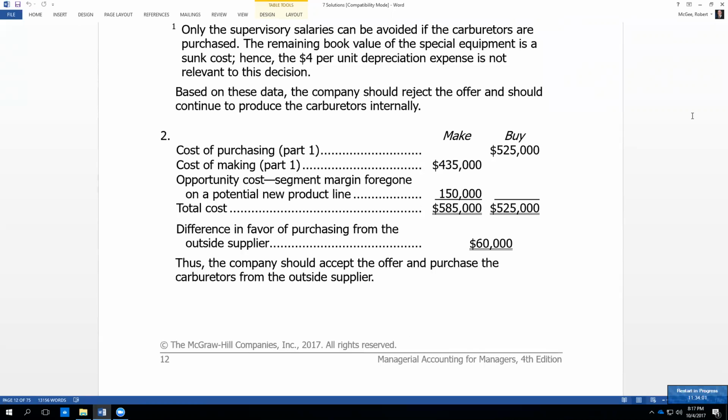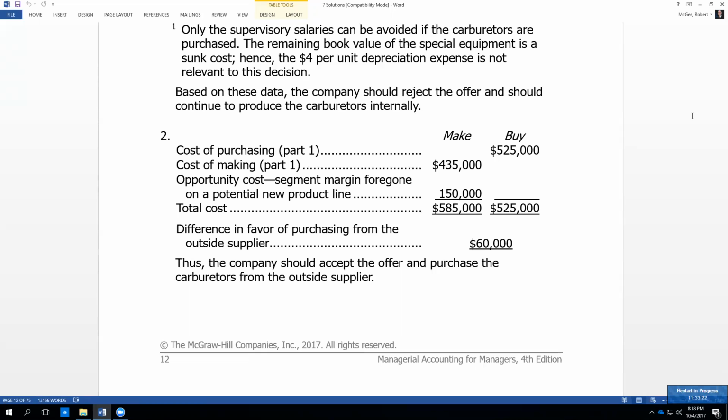If the amount of income they could generate by freeing up that space exceeds the difference that they would lose by buying instead of making it themselves, then we would say yes. So it all depends on the numbers, how they crunch out. So let's take a look. The cost of purchasing, if they bought it, would be $525. In part one, we said we shouldn't do that because we can make it cheaper. But now we have this additional piece of information. If they buy from the outside, they would free up that space, the capital investment, to do other things, generate income, making something else. So the cost of making in part one is $435.